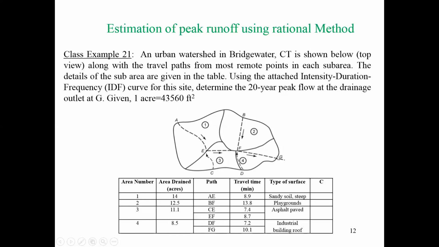They are asking you to find the peak runoff for this area if the frequency of the storm is 20 years. Like every 20 years, the possibility of this amount of storm happening is kind of 100%. That is the 20-year peak flow. They also give that 1 acre equals 43,560 square feet.